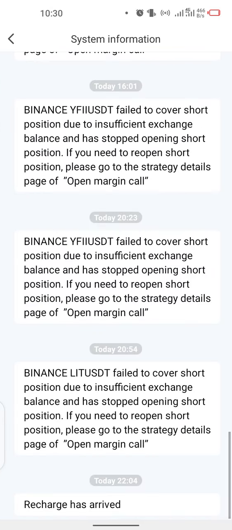When the robot tells you that Binance YFI USDT failed to cover short position due to insufficient exchange balance and has stopped opening short position. If you need to reopen short position, please go to the strategy details and open margin calls. When there is no more USDT for your robot to keep buying dips of this particular coin, that's when we say your trade is stuck. But if it is in floating loss and is still buying and selling, your robot can still make money for you. How does that happen?